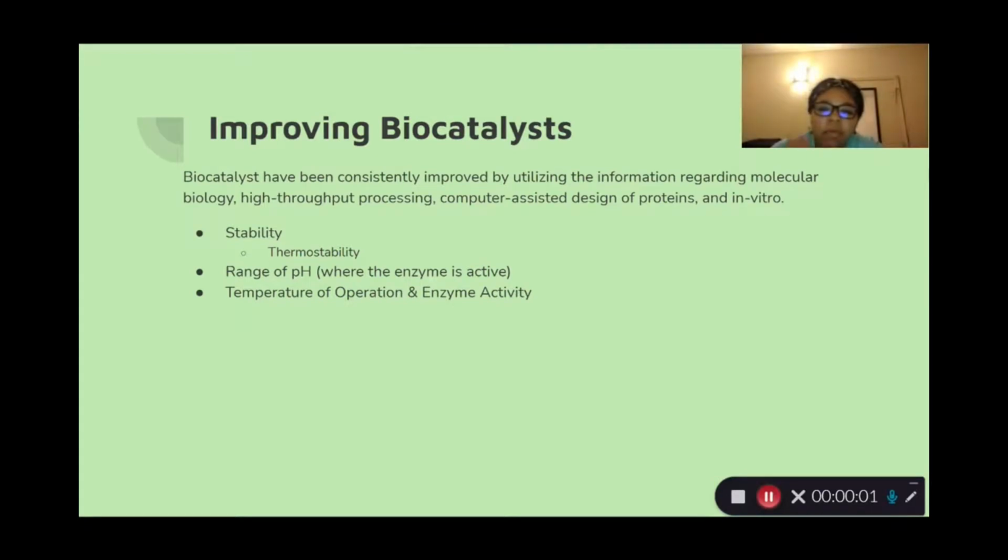Caven Price, and I will be discussing improvements of biocatalysts. Biocatalysts have been consistently improved by utilizing the information regarding molecular biology, high-throughput processing, computer-assisted design of proteins, and in vitro. So there are three main factors that scientists look at when improving biocatalysts. They have stability, range of pH, temperature of operation, and enzyme activity.